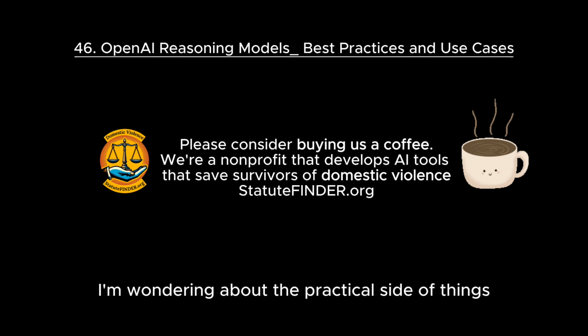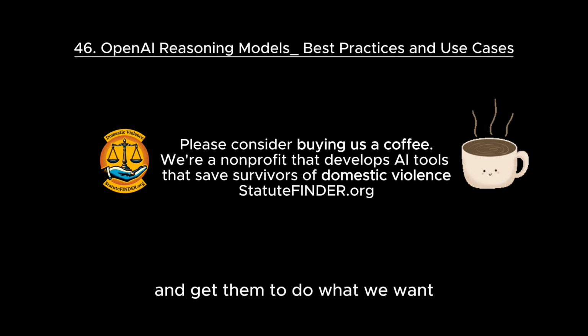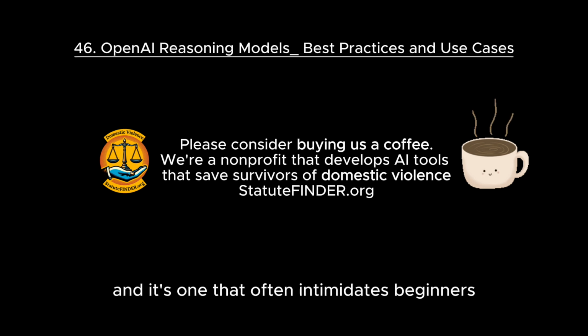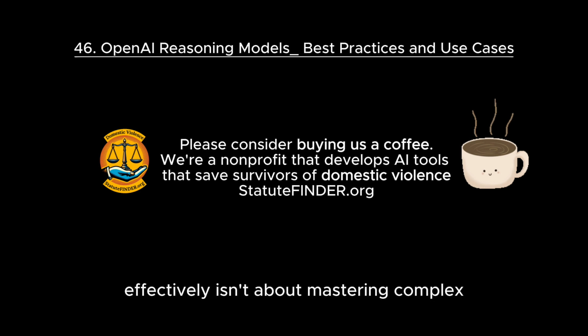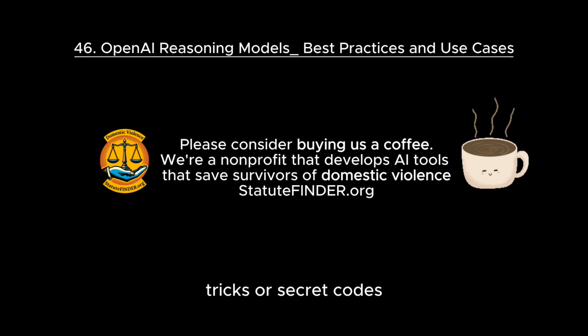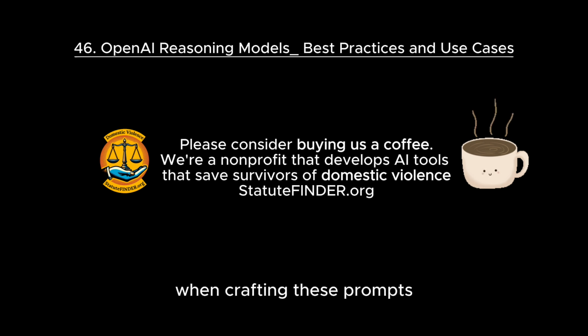But now I'm wondering about the practical side of things. How do we actually talk to these powerful reasoning models? How do we give them instructions and get them to do what we want? That's a great question, and it's one that often intimidates beginners. But the good news is that prompting reasoning models effectively isn't about mastering complex tricks or secret codes. It's more about clear communication and understanding how they think. Okay, that's reassuring. So no need for an AI whisperer, just clear and concise instructions. But what are some specific tips to keep in mind when crafting these prompts?